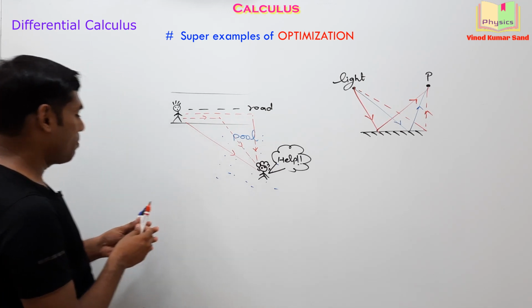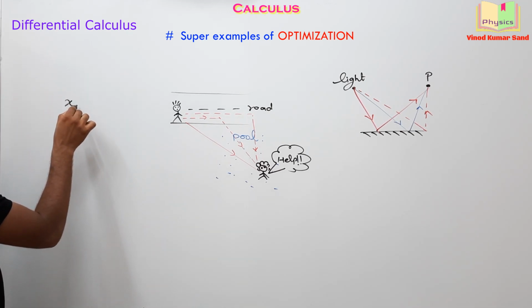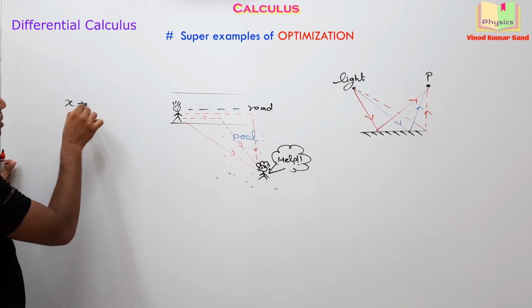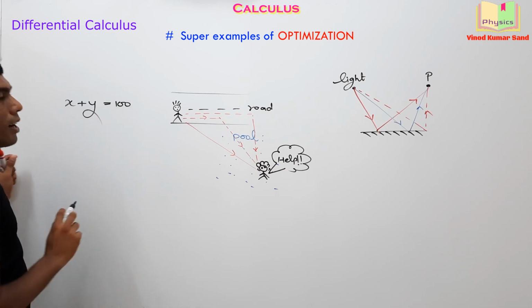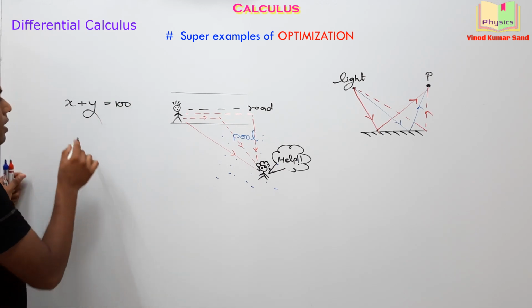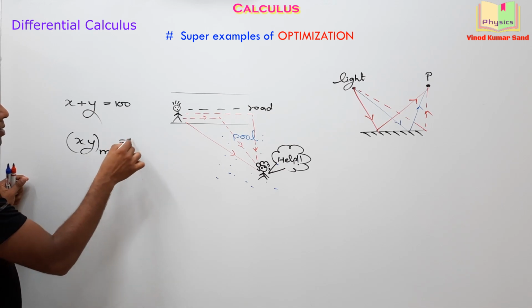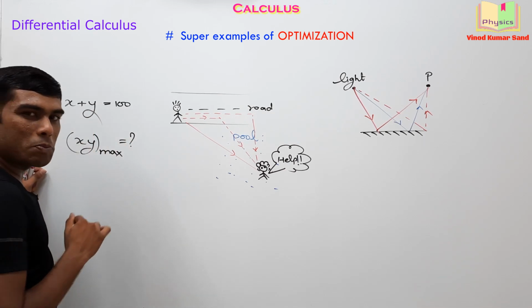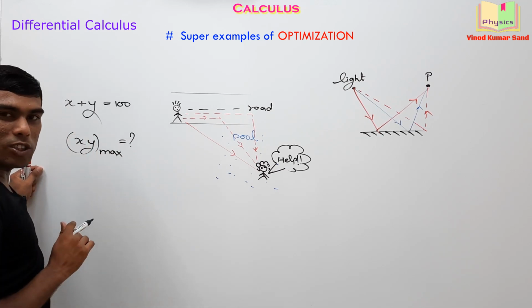I'll take another example. Suppose you have two positive numbers x and y and you sum them up. X plus y is giving you, let's say, 100. And then if I ask you what is the maximum value of xy, how will you obtain it? That can also be solved using differentiation.